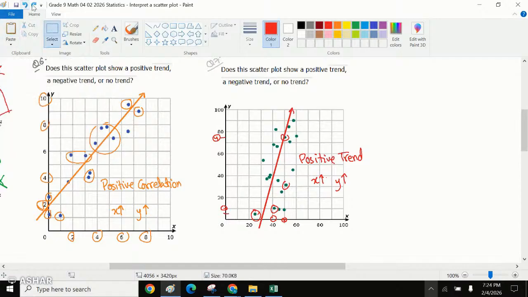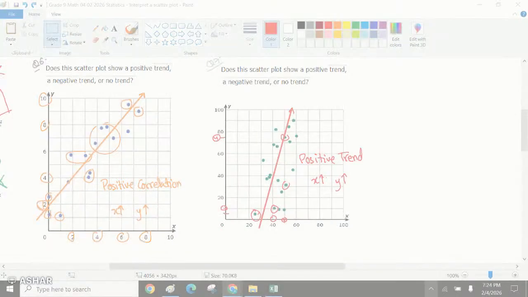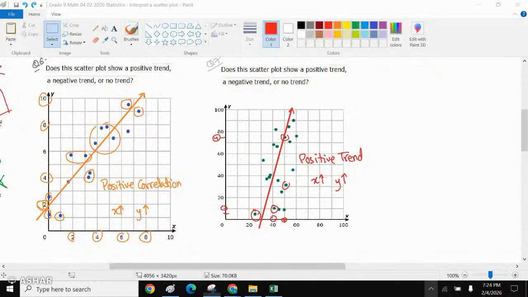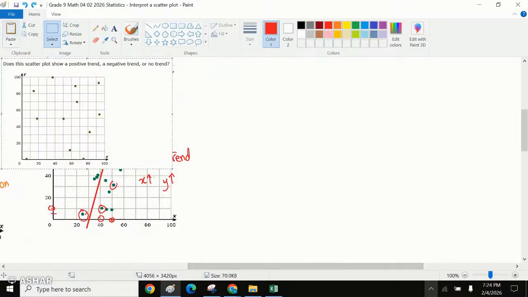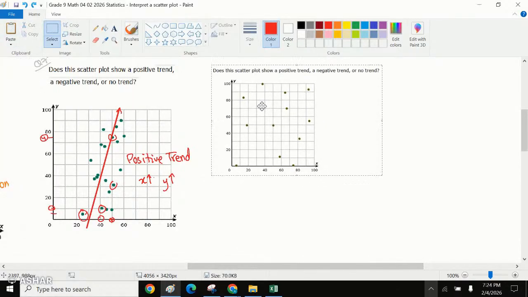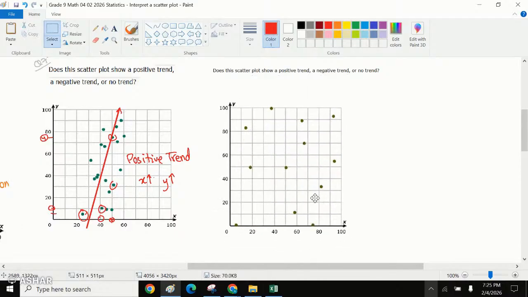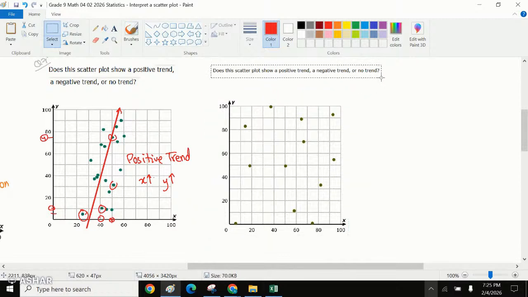Let's do the next question, question number 8. It asks about a scatter plot, which would always have dots. We need to remember that this is the type of data that would be provided to us. It's usually used for large data assessments, when you're comparing large values. They're still asking whether it shows a positive, negative, or no trend.